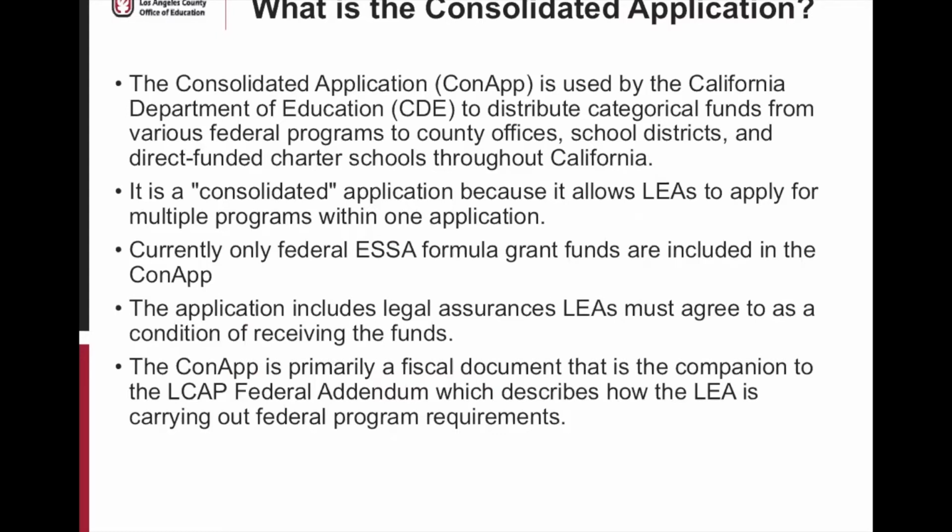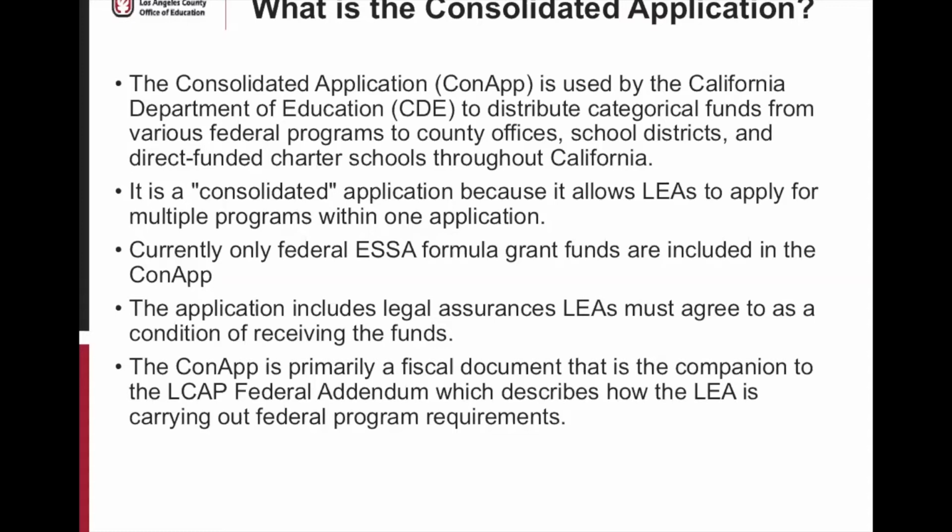So first question is, what is a consolidated application? Many of you are familiar with it, you work with it, and it's coming up soon. But for some of you, this is going to be fairly new. So the consolidated application is actually the document that the California Department of Education uses to distribute categorical funds from various programs to county offices, to school districts, and to charter schools also. And it's called a consolidated application because it allows LEAs to submit one application for multiple programs as opposed to applying for each one individually.